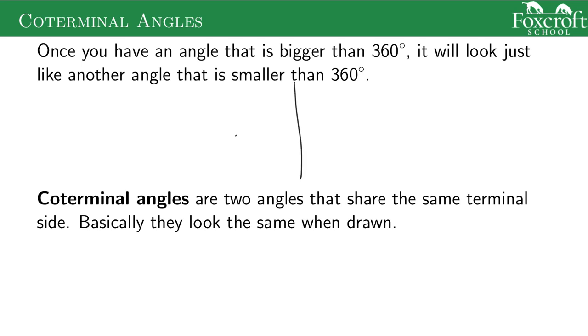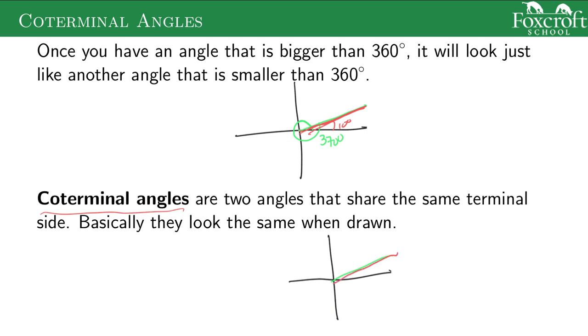So if we think about that last example, this angle here, which went all the way around, that's 370. That looks the exact same as if I had just done a small rotation of 10 degrees. So when I draw these angles, they look the same, and that means they're called coterminal angles. Our definition: coterminal angles are two angles that share the same terminal side. That's the fancy term for this line here. Basically it just means they look the same when I draw them. If I draw the 370-degree angle without the little rotation marks, this is 370, and this is 10. They look the exact same.